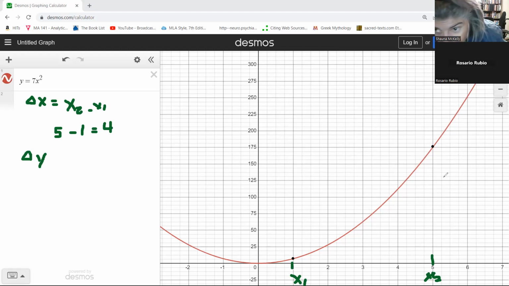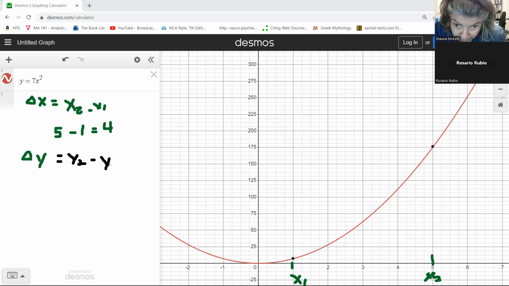Now, these don't show up nicely because of my scale, but the way you get it, we know what the function is. See, we know it's 7x squared, right? Yes. So 7x squared. Delta y is going to be similar to delta x, except we're going to have to do a little bit of calculating first. We need to know what y2 is, and we need to know what y1 is.